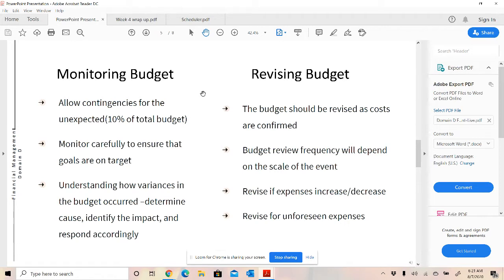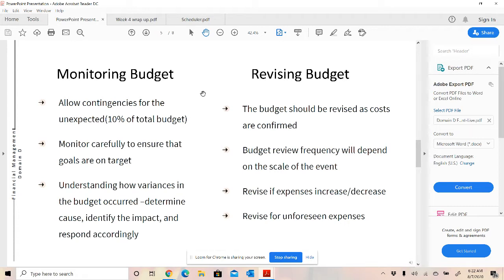You want to monitor carefully to ensure that goals are on target. These are your key performance indicators. We want to always have our milestones that we're monitoring and making sure that our key performance indicators, that we're meeting those milestones throughout the process. Understanding how variances in the budget occurred: determine cause, identify the impact, and respond accordingly. So when you're monitoring your budget, you're really being intentional and paying attention to how things are being affected.